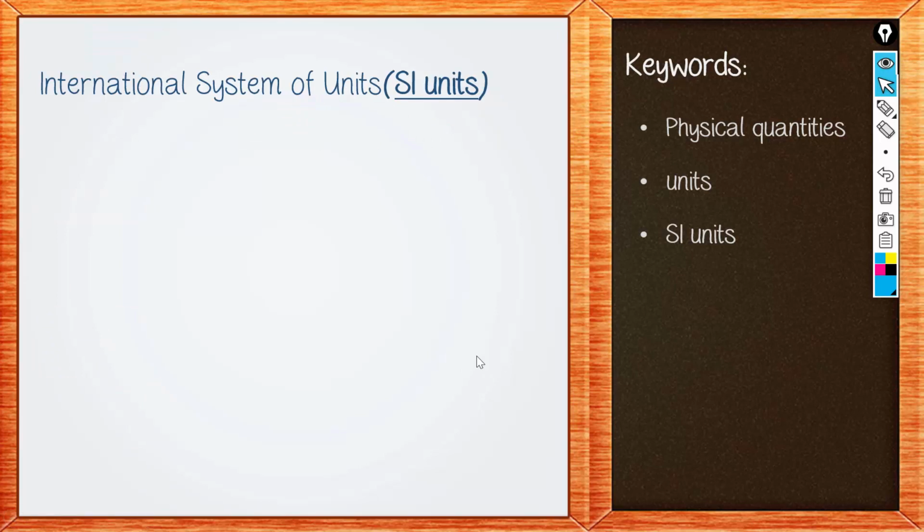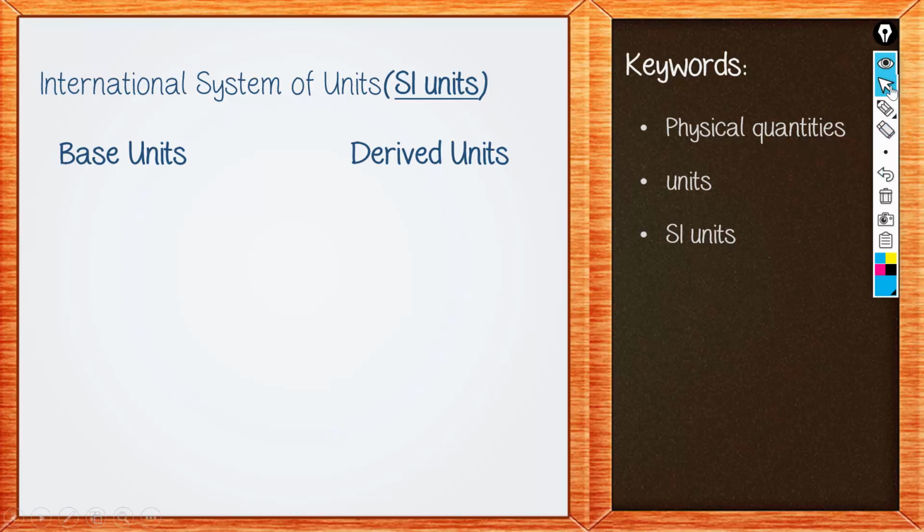It's what we call the International System of Units, or in short, SI units. SI, which is from the French term System International. In the system of units, we have the base units and the derived units. Base units are just like what we have in the periodic table of elements in chemistry. From these base units, you can form all other units.